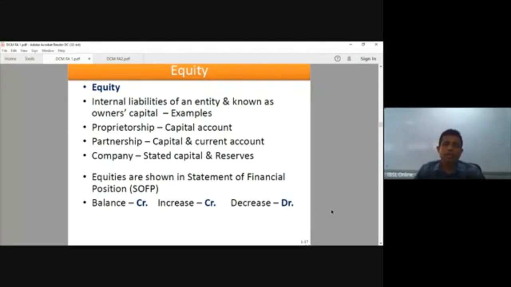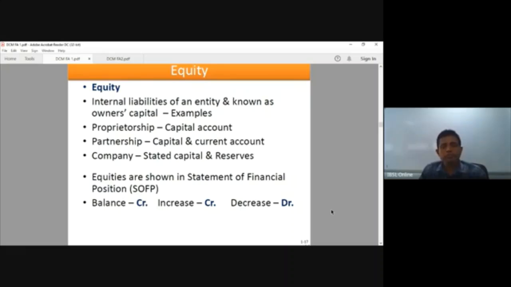Therefore, when you are analyzing, make sure you take into account these three things. In a proprietorship, you have capital accounts to represent the equity, because the equity part is very important. When you are lending to an organization or to a person, the equity contribution is very important. Therefore, make sure that in a proprietorship you take only the capital account. If it is a partnership, you take capital and current account. In a company, you have to take the stated capital and the reserves to represent the equity part.